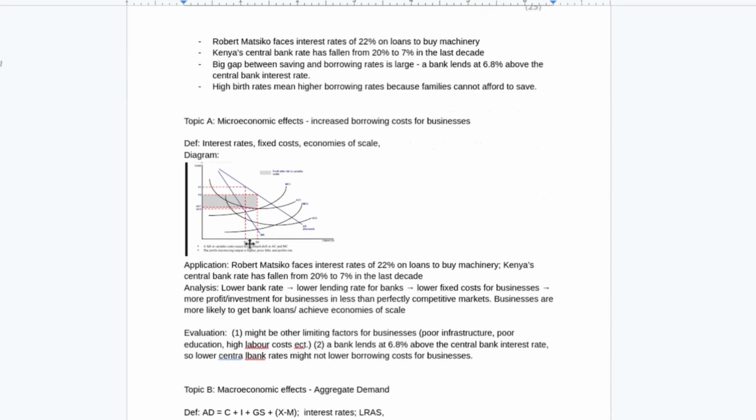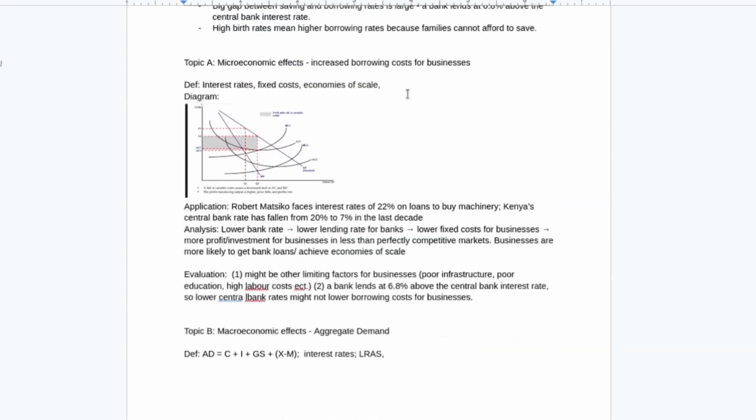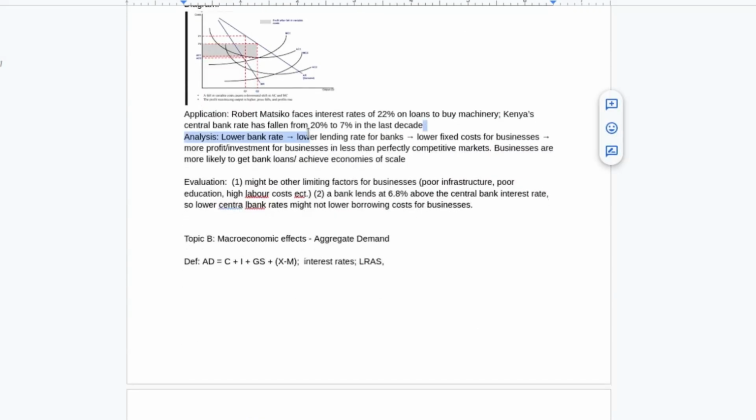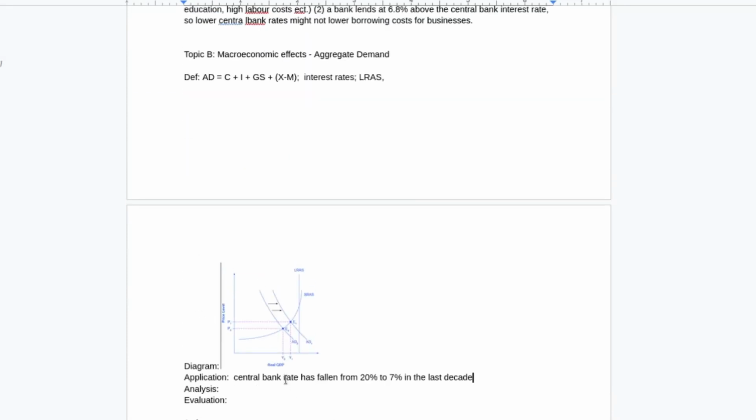I'm going to have this diagram where we see a rightward shift in AD from a negative output gap, right? So just kind of the standard classical model AS/AD LRAS diagram.